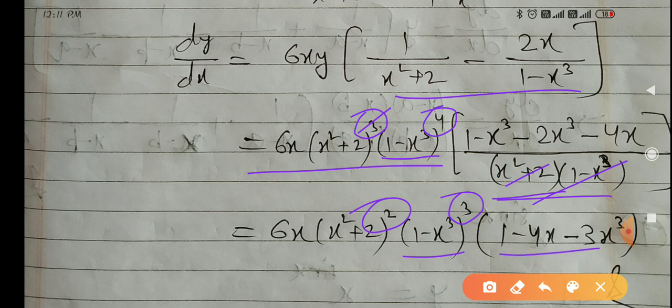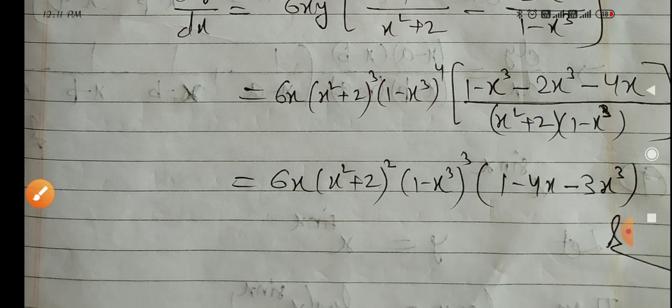Inside the bracket, after simplification, 1 minus 4x minus 3x cubed. So the final answer is 6x into x square plus 2 whole power 2 into 1 minus x cubed whole power 3 into 1 minus 4x minus 3x cubed. So this is the final answer. Some more questions I am taking.